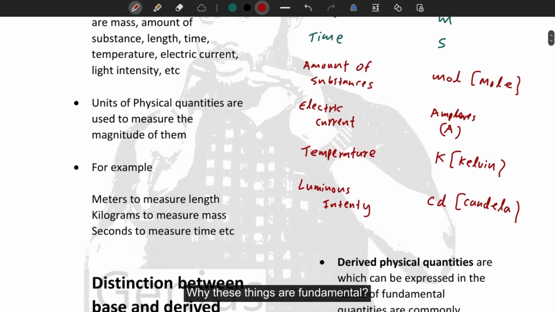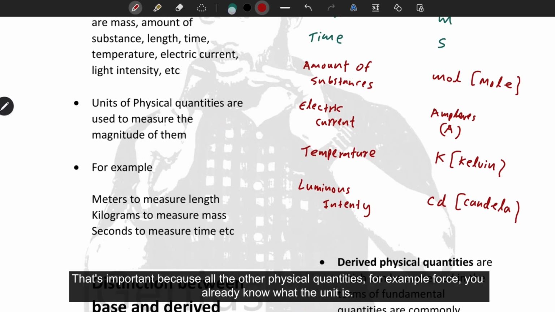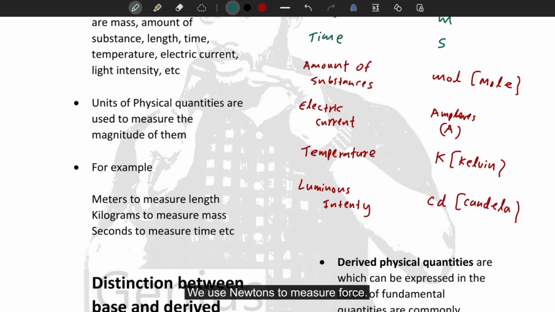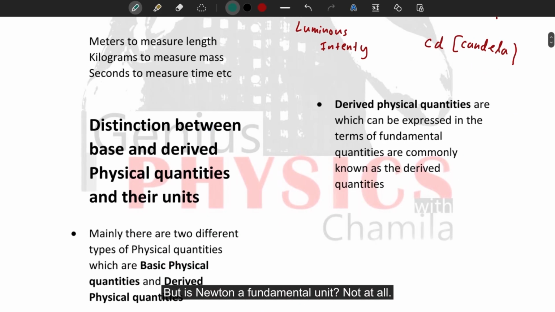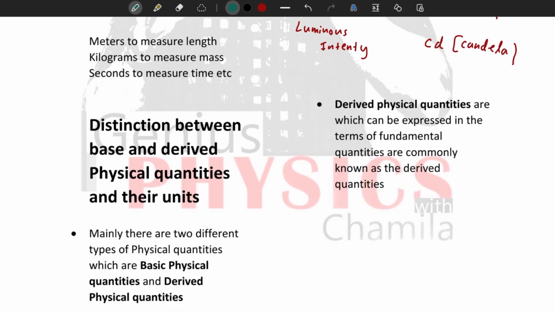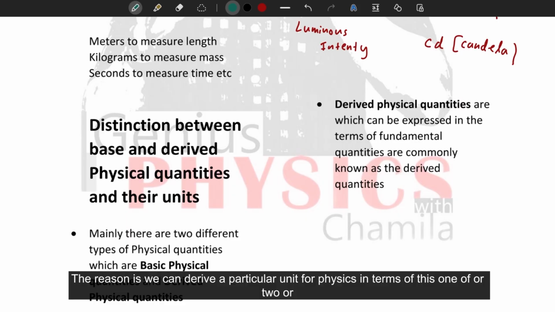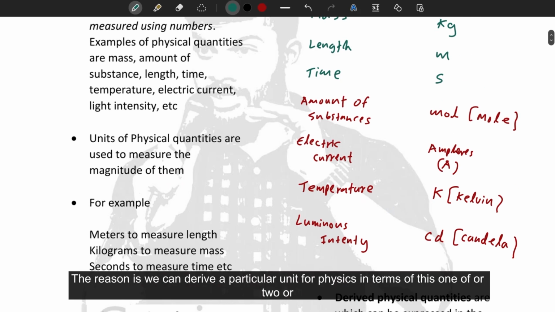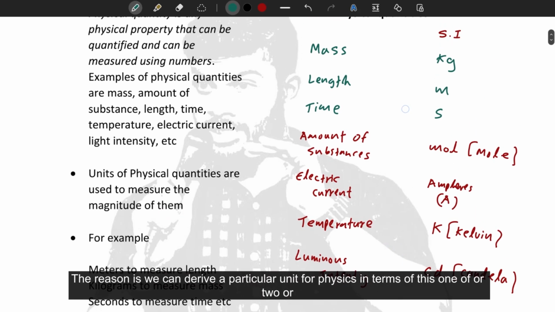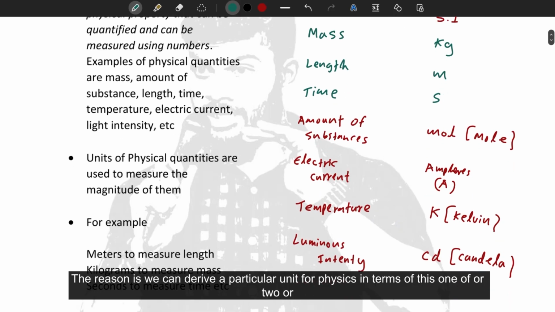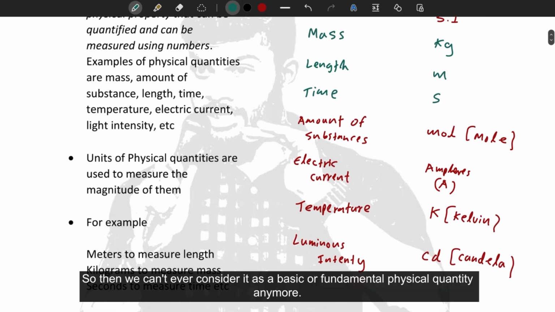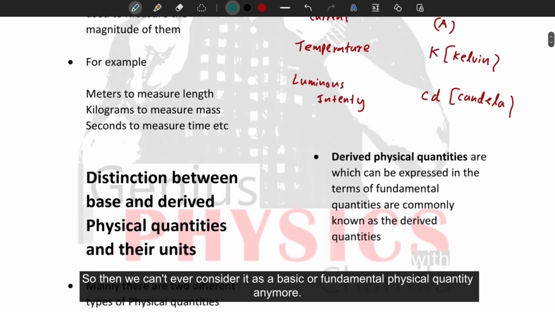Why are these things fundamental? That's important because all the other physical quantities, for example force, you already know what the unit is. We use newtons to measure force. But is newton a fundamental unit? Not at all. The reason is we can derive a particular unit in physics in terms of one or two or three of these physical quantities. So then we can't ever consider it as a basic or fundamental physical quantity anymore.